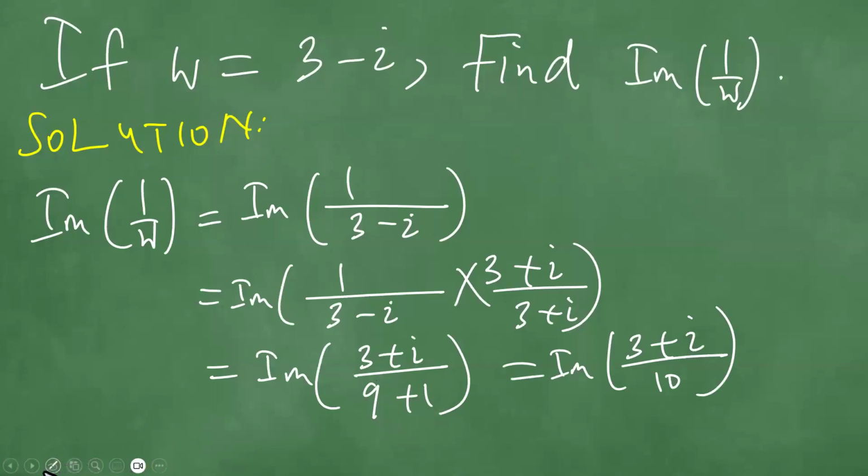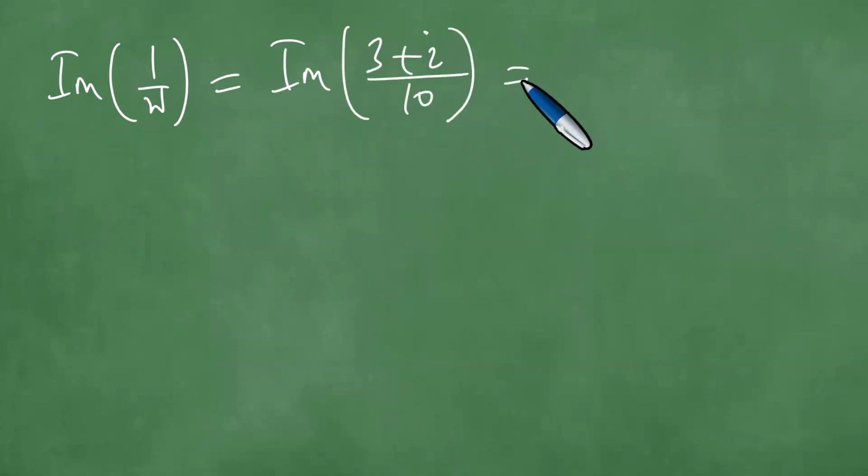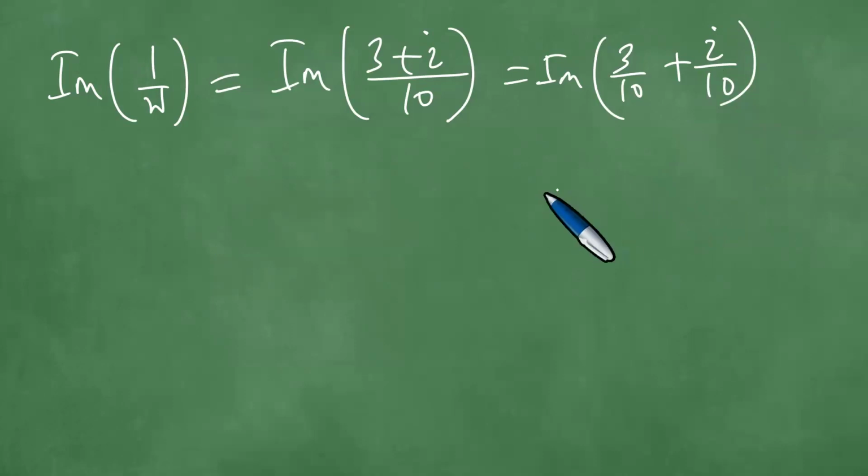So now the imaginary part of 1 over W is exactly the imaginary part of 3 plus i out of 10, which is 3 out of 10 plus i out of 10. The imaginary part of this complex number is 1 over 10. And we are done with that particular kind of problem.